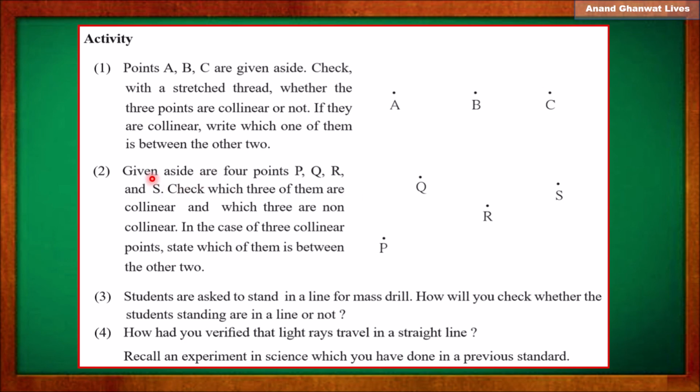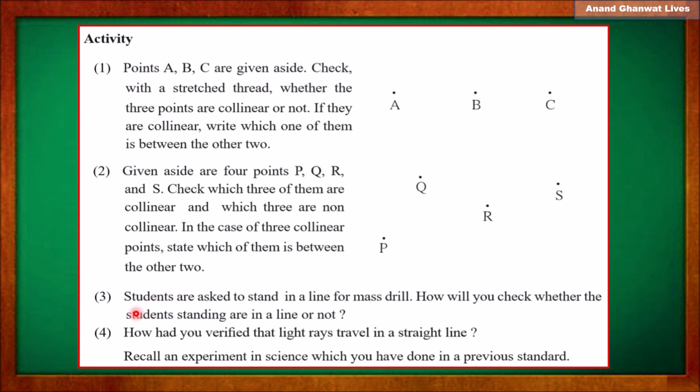So another activity: given aside are 4 points P, Q, R and S. Check which three of them are collinear. So you have to check which are the collinear points and which three are non-collinear. In the case of three collinear points, state which of them is between the other two. So if you succeed in finding the three collinear points, then you have to tell which point is between the other two.